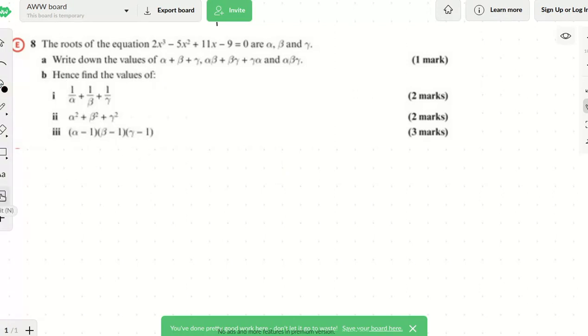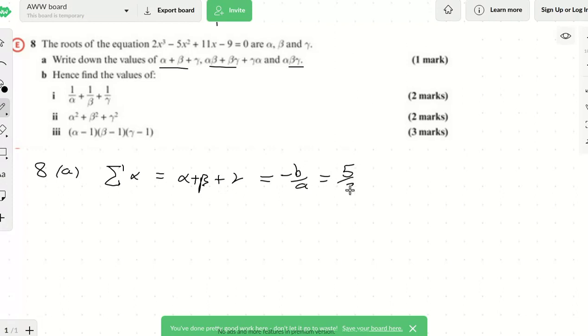Okay, question 8. Now, this is about looking for patterns, yeah? Part A is not too difficult. It's just find that, that, and that. Well, the sum of alpha, as I might call it, that's what they've asked us to find first, which is alpha plus beta plus gamma. Well, that is simply minus b over a, yeah? Which in this case is 5 over 2. So there we go. I've done the first part.